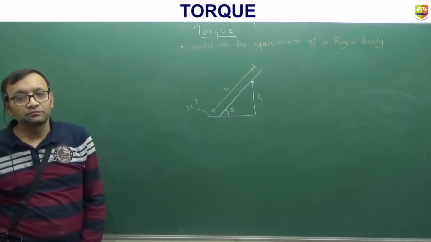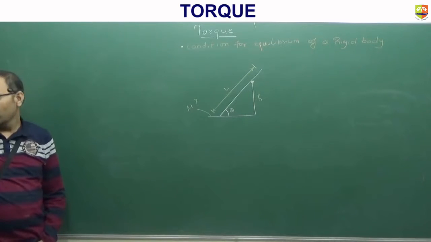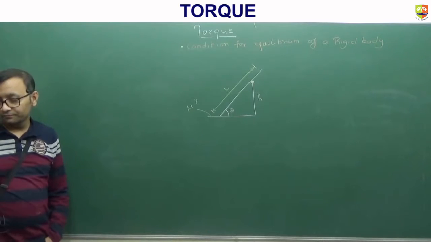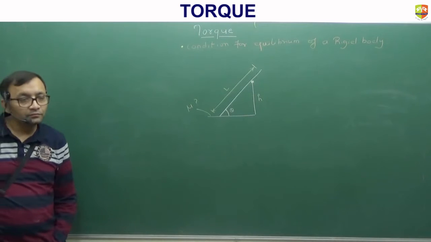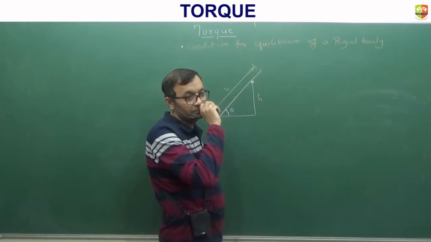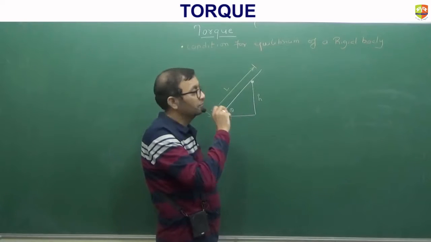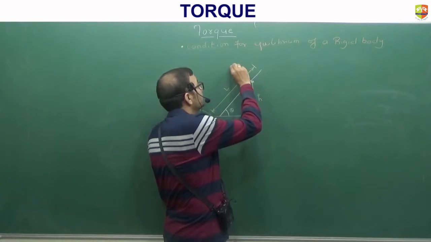So the L will keep changing. Because of the roller, what will happen? So that L will keep changing. What is the normal direction at this point? Perpendicular to the rod. Perpendicular to the rod. Okay, that is the difference from the previous question.